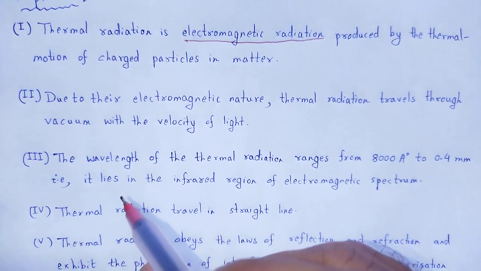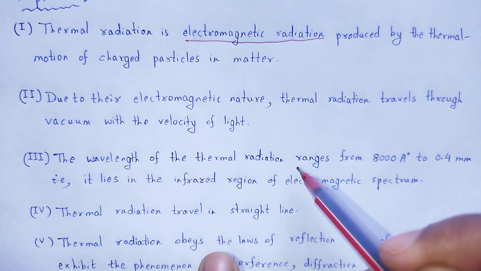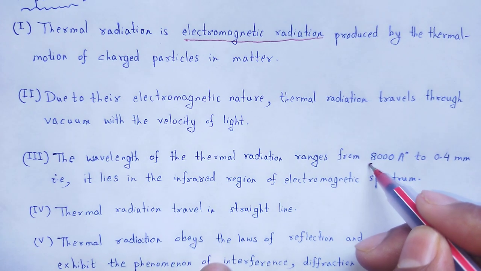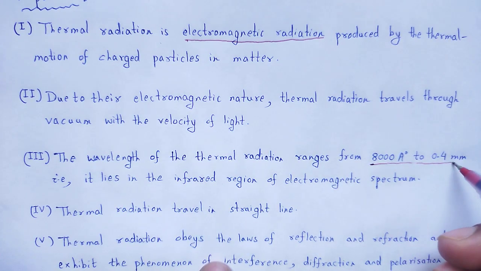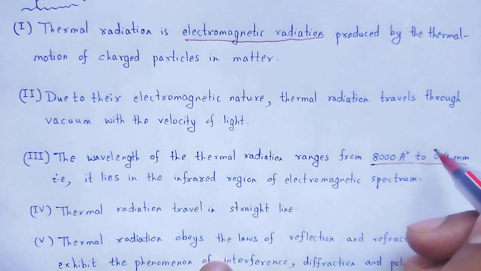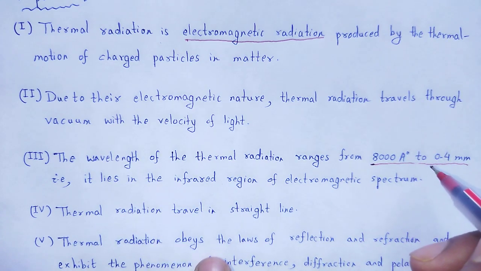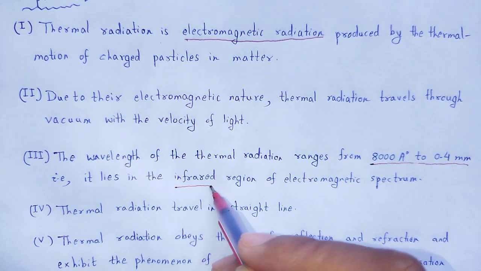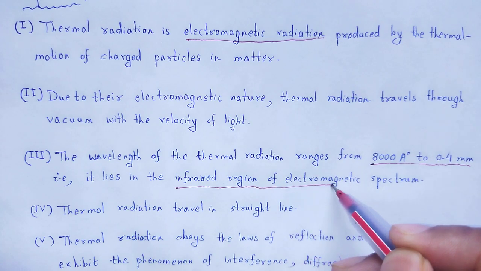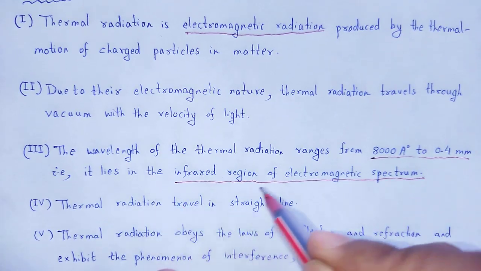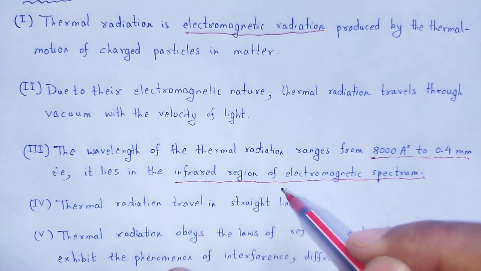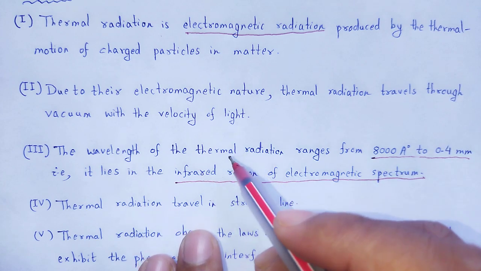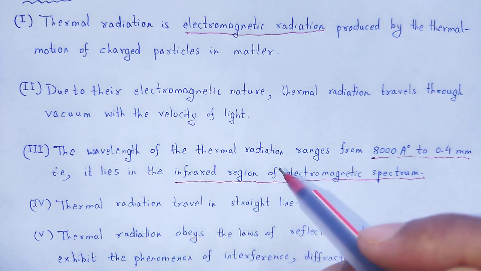Next, the wavelength of thermal radiation ranges from 8000 angstrom to 0.4 millimeter. That range lies in the infrared region of the electromagnetic spectrum. So we can say the wavelength of thermal radiation is in the infrared region.